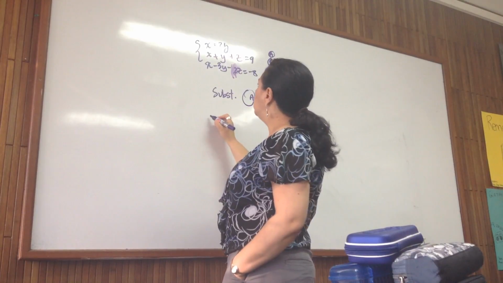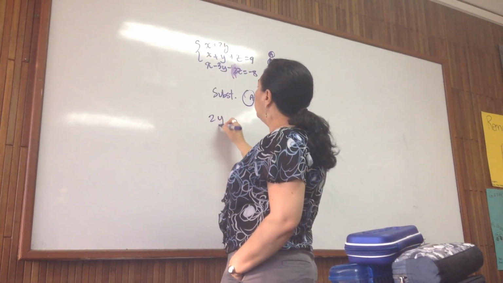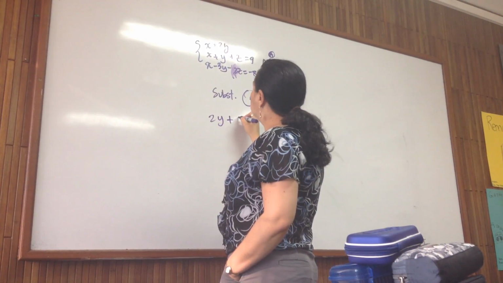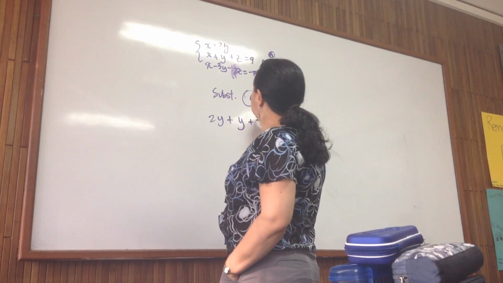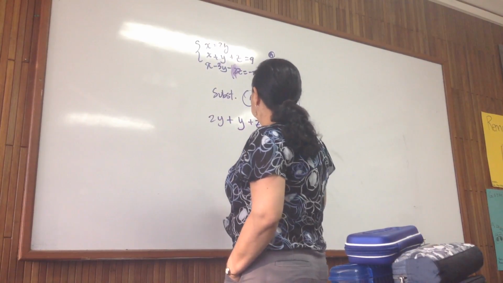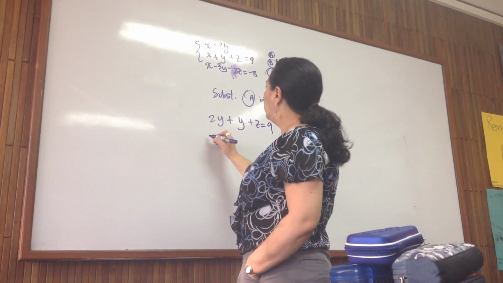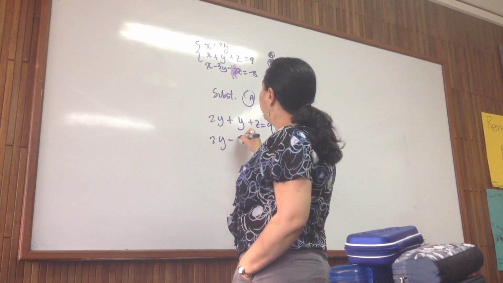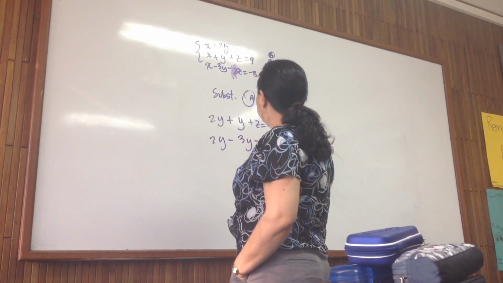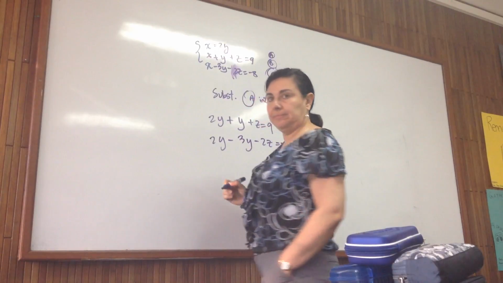So I would have 2y plus y plus z equals 9. And then I would have 2y minus 3y minus 2z equals minus 8.